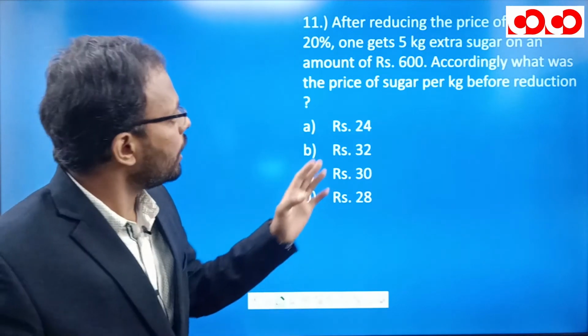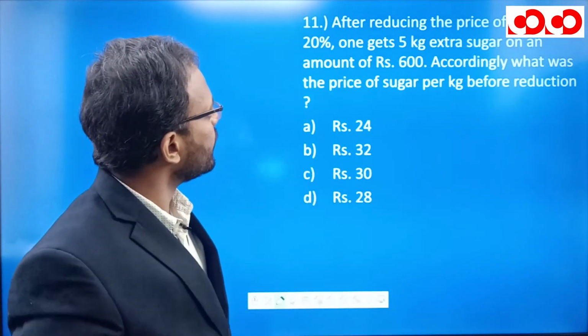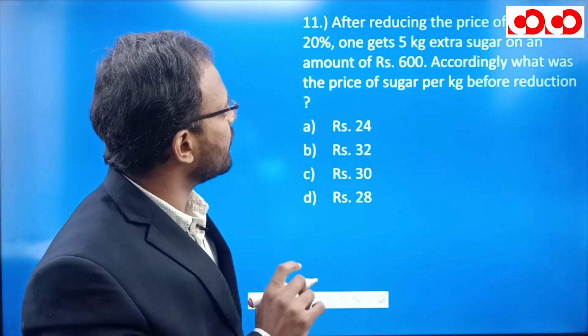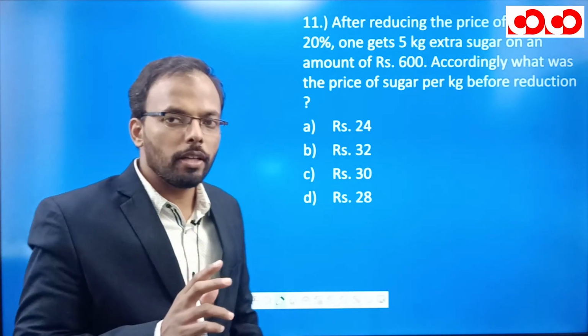Here's the next question. After the price of sugar got reduced by 20%, one gets 5 kg extra sugar on an amount of 600 rupees. Accordingly, what is the price of sugar before reduction? See, again, there are many ways to solve it.